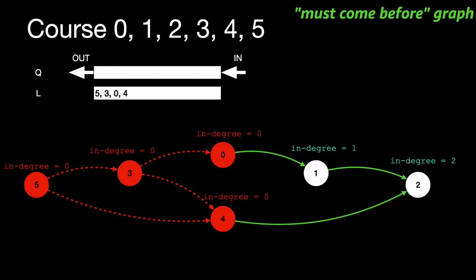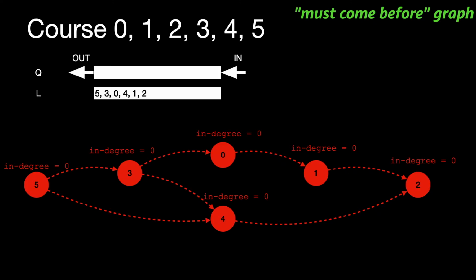We process 0 and 4, put them into result list L. We update the outgoing neighbors of 0 and 4. Then 1 is ready. We put 1 in Q. We process 1 and put it into the result list. We update the outgoing neighbors of 1, and now 2 is ready. We put 2 in Q. We process 2, and the Q is empty now.